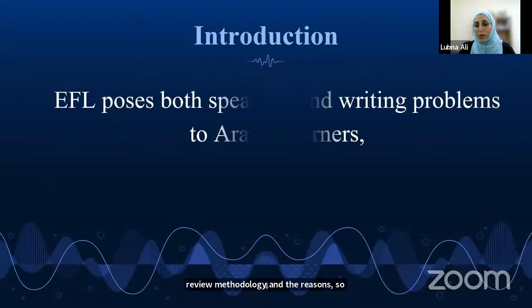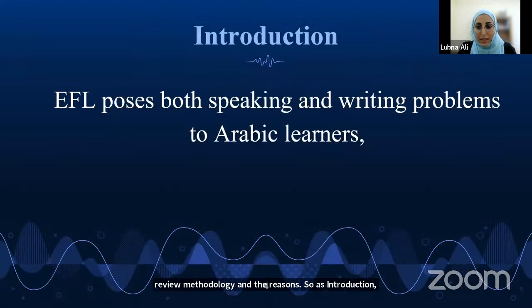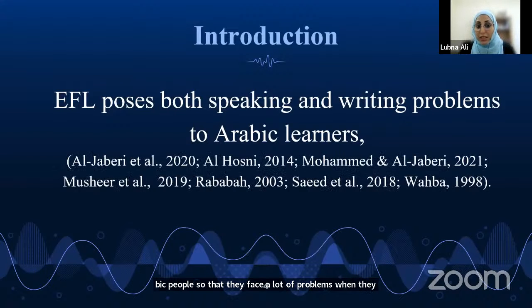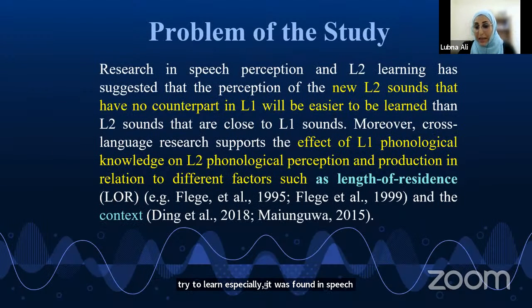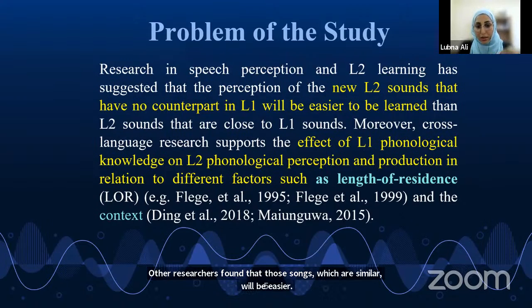As an introduction, we know that the English language is not the first language. It is the second or foreign language for Arabic people, and Yemeni people are Arabic people. So they face a lot of problems when they try to learn, especially in speaking and writing. It was also found that sounds or phonemic contrasts that are not found in L1 will be easier to learn. If there are differences between two languages, the new sounds will be easy to learn. Otherwise, other researchers found that sounds which are similar will be easier. So here is the contradiction.